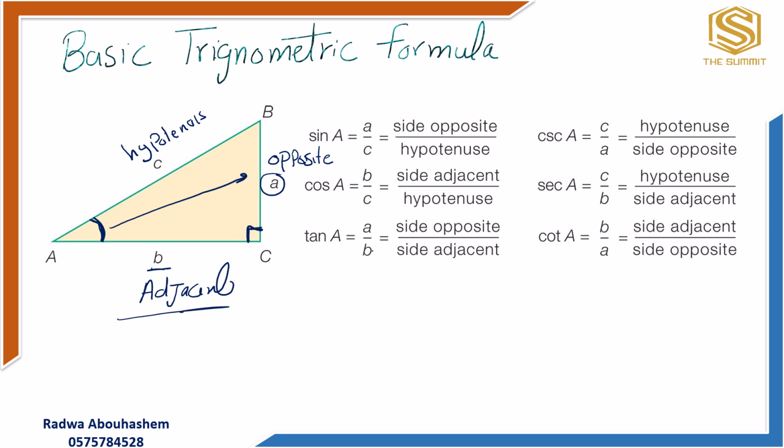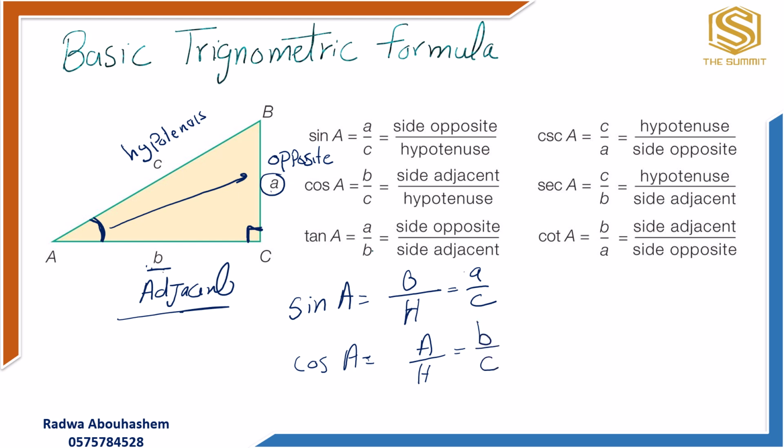So if I need the sine, would be opposite over the hypotenuse, which means A over C. If I need the cosine, it would be the adjacent over the hypotenuse. So it would be B over C. If I need the tan, it is the opposite over the adjacent. It would be A over B.